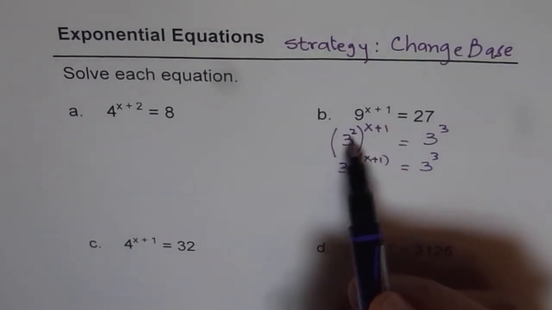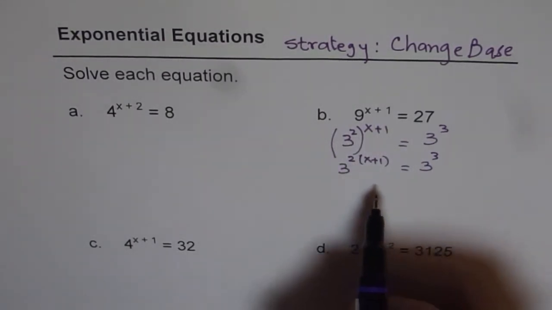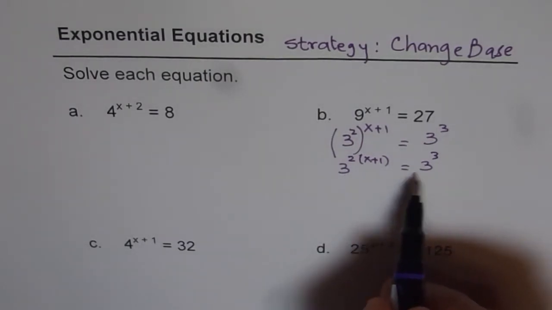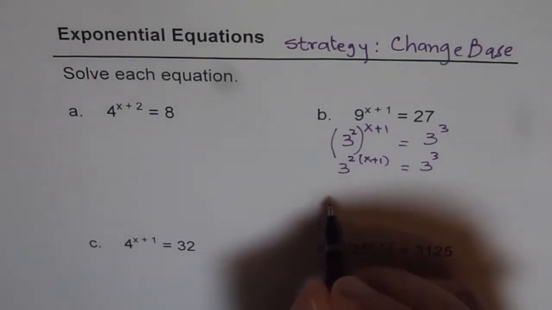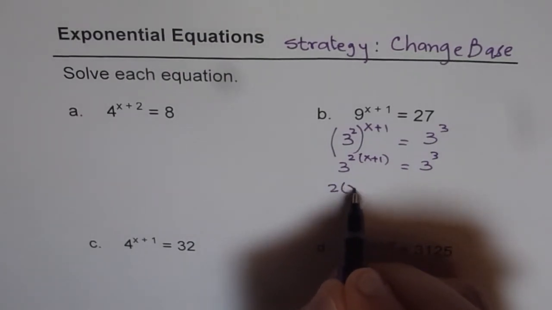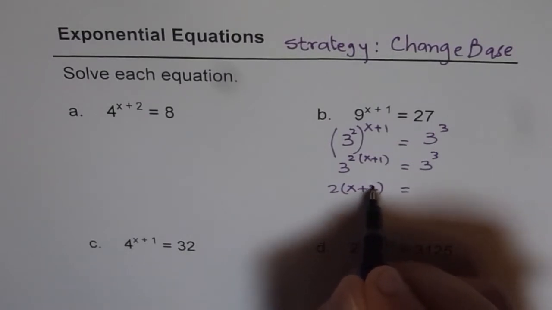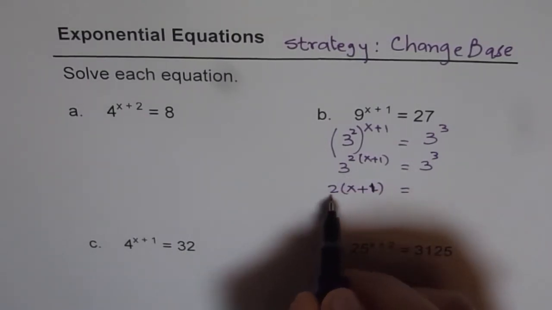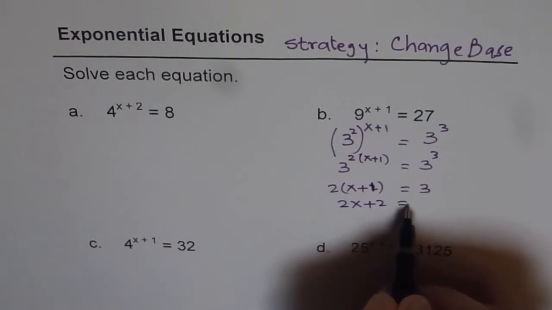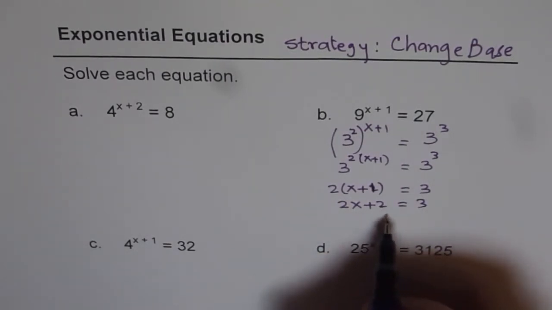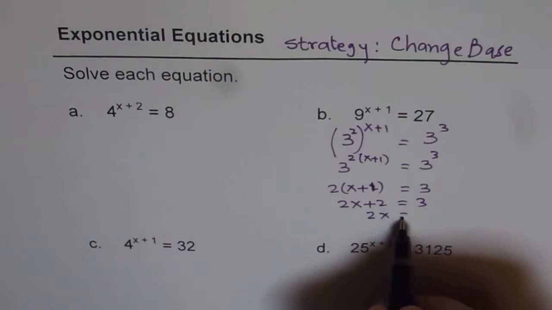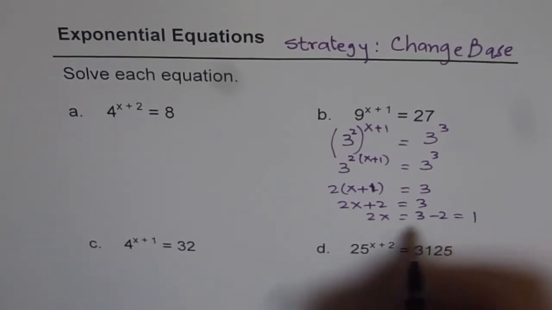So exponent of exponent, they get multiplied. Now since the base is the same, the exponents should be equal. So we get 2 times x plus 1 equals 3. Let's solve for x from this equation. So we open the bracket now. 2x plus 2 equals 3. Now from here, 2x equals 3 minus 2, that is 1, and x equals 1 over 2, half.